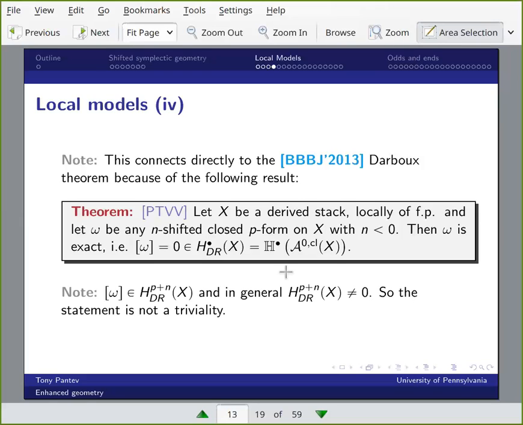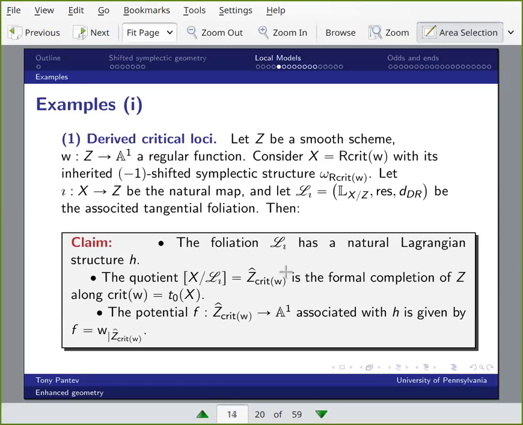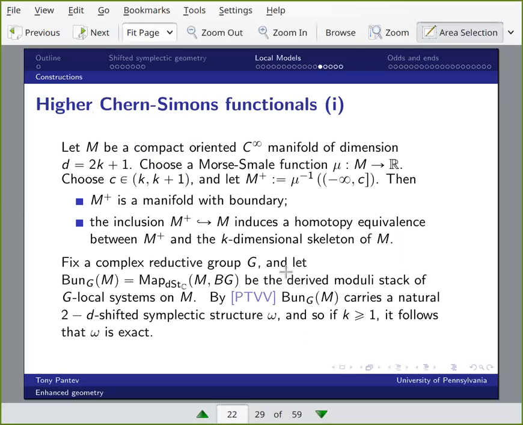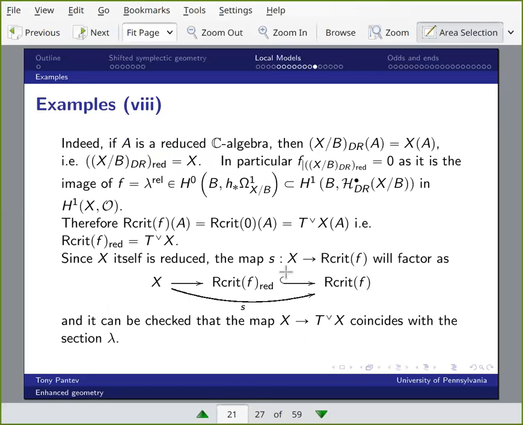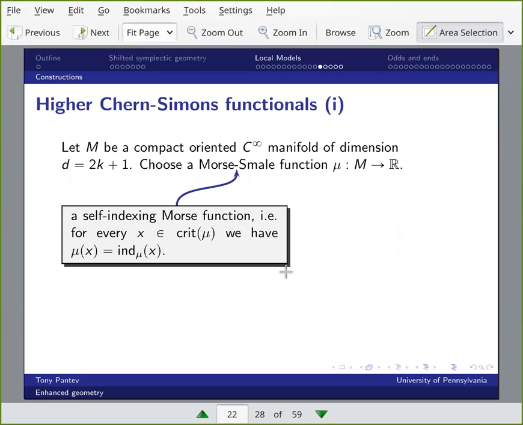I want to show you two new examples that are not covered by stuff that we understood before with shifts. In particular, one of those will give you an extension of the Chern-Simons functional construction to manifolds of higher dimension, and the other is going to be something from non-abelian Hodge theory. So I want to show you those two constructions and examples. I'm going to skip the examples that are shifts of familiar things, and I'm just going to talk about the higher Chern-Simons functionals.